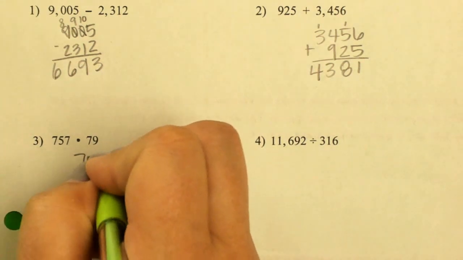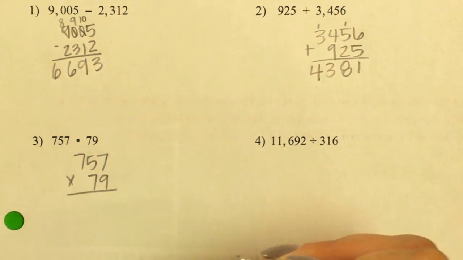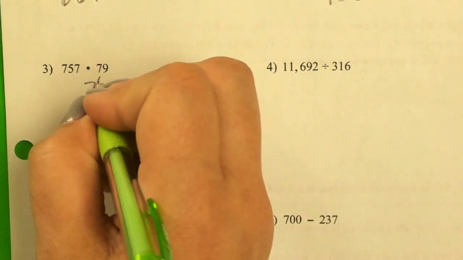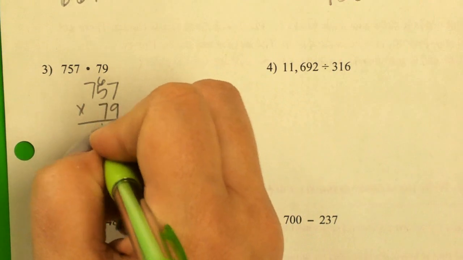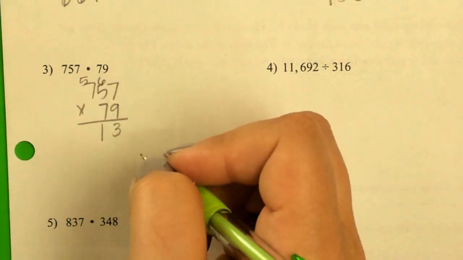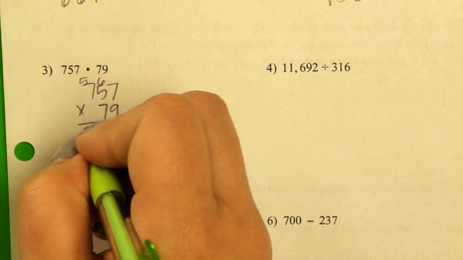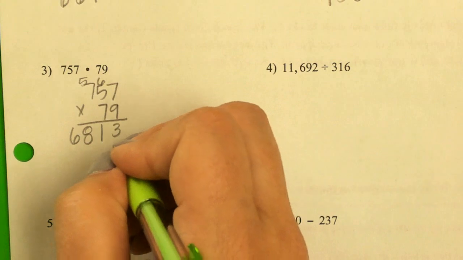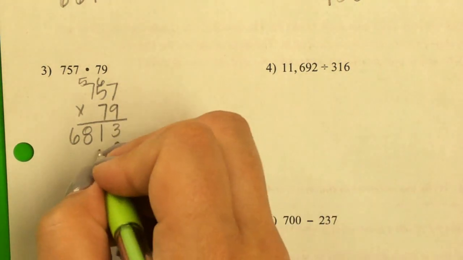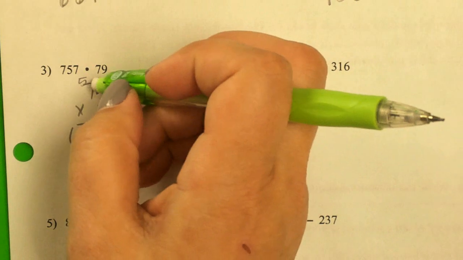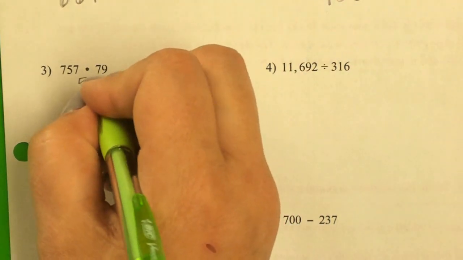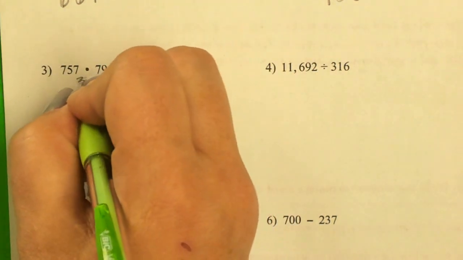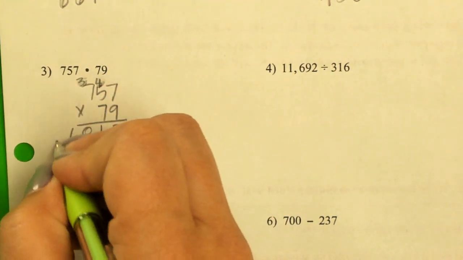So here we go, 757 times 79. 9 times 7? 63. Okay. And 9 times 5 is 45, plus 6 would be 51. 9 times 7? 63. And then plus 5 would be 68. Okay. I'm done with my ones place. What do I put? 0. Placeholder. Very good. 7 times 7? 49. Okay. 7 times 5 is 35, plus 4 would be 39. And then 7 times 7 again, 49, plus 3 would be 52.